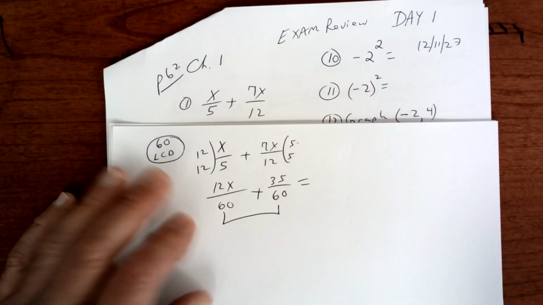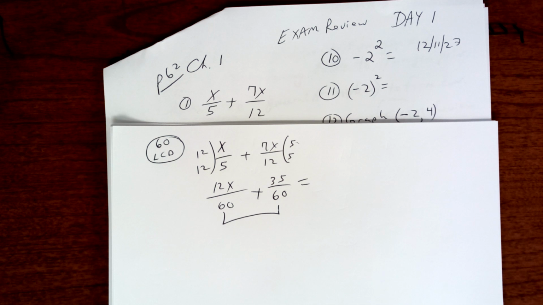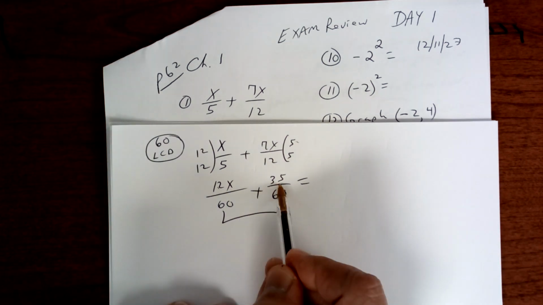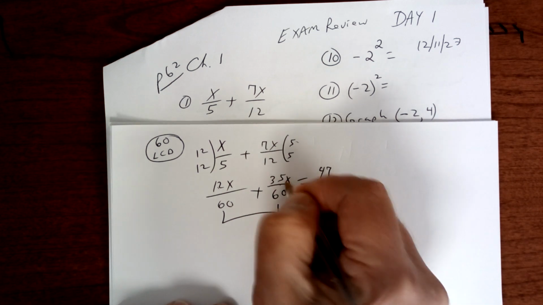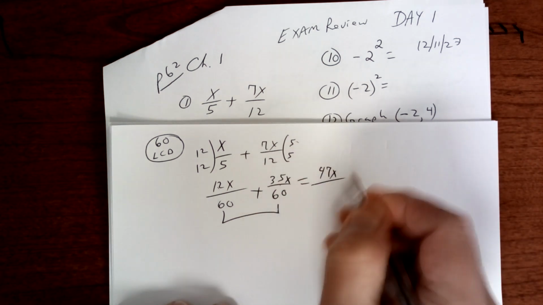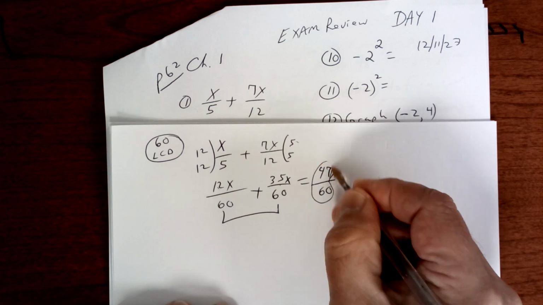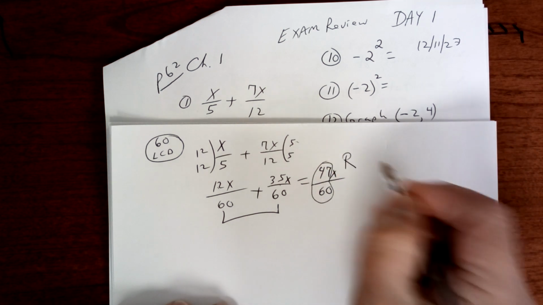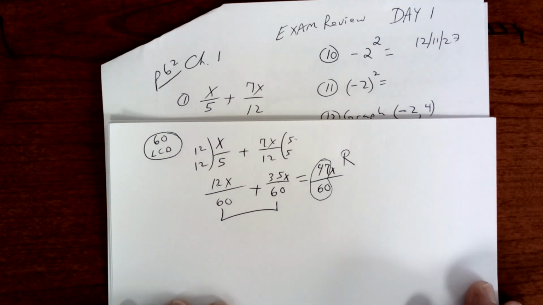Any questions about what I've done so far? Now that I have the same denominator, I'm going to add this up and get 47x over 60. And then I'm going to try to reduce it. I don't think I can, but you should always try to reduce it. Any questions on how to do the least common denominator? All right, next.